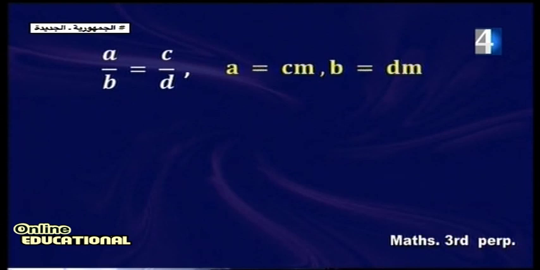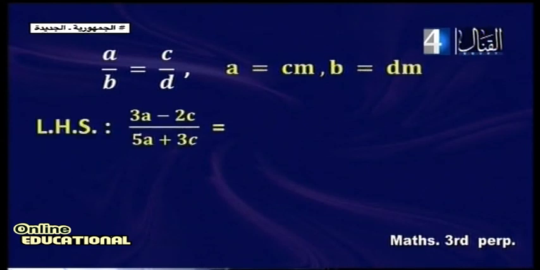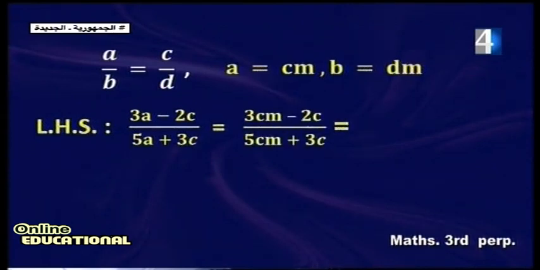First of all, we are going to start with the left-hand side of the required. LHS means the left-hand side, which is (3A minus 2C) over (5A plus 3C). Substitute for A equals CM and B equals DM. So it is 3CM minus 2C. Why is it 2C? Because we haven't found C, we found only A and B. Over 5A, it means 5CM plus 3C.